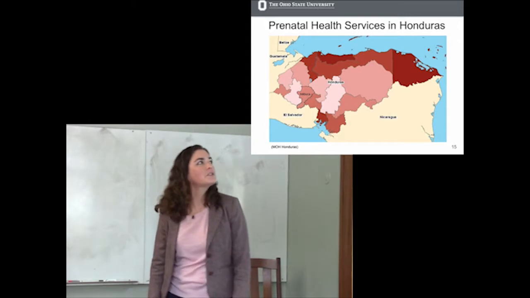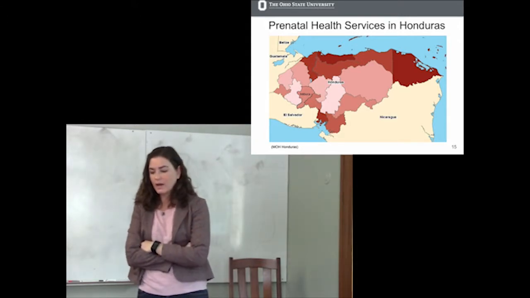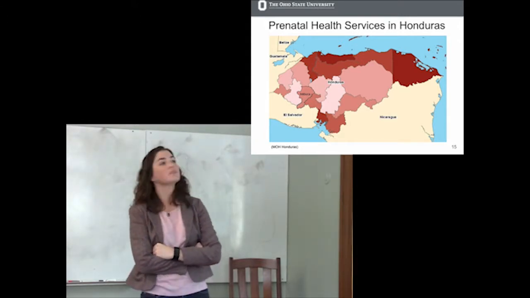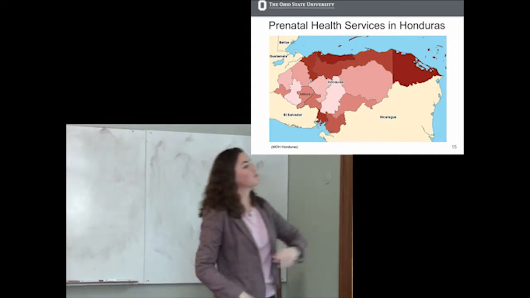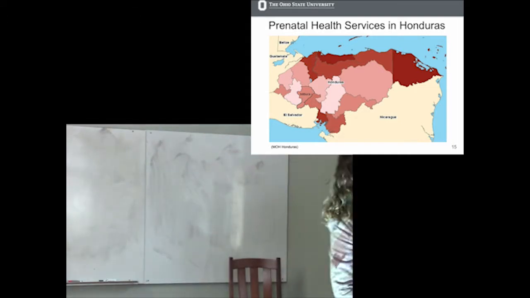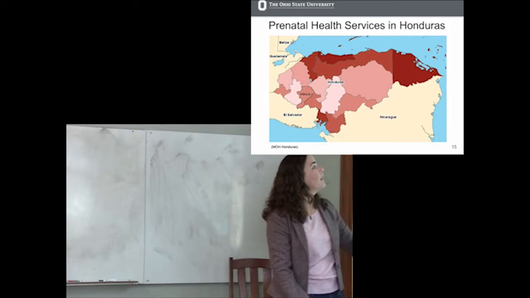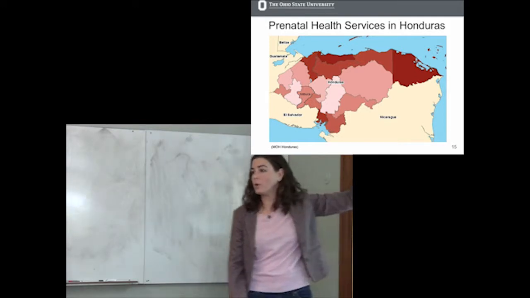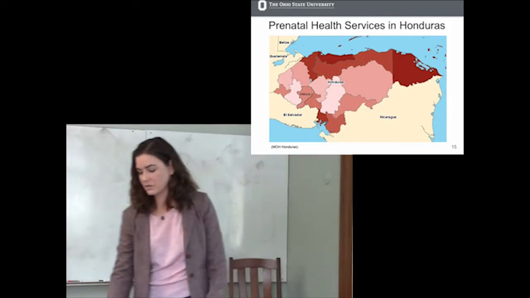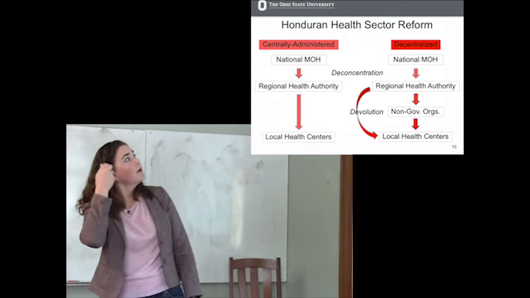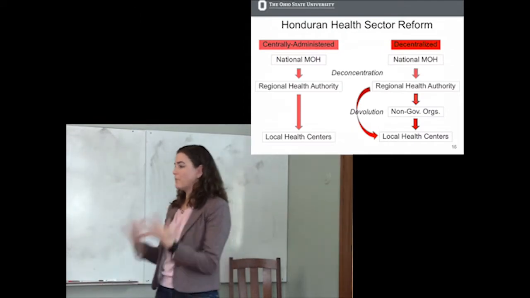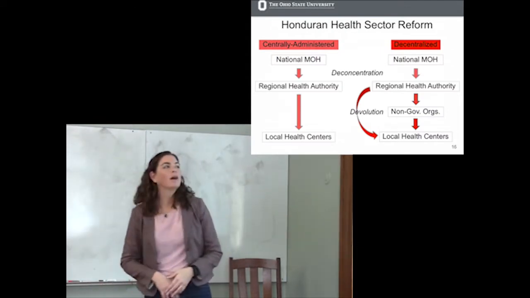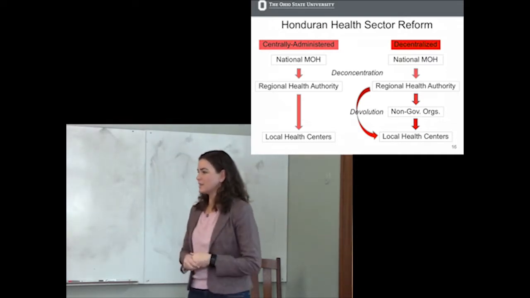And here's an interesting one: prenatal health services. Again, darker means fewer prenatal health services. So there are issues along the coast up here, the Mosquito Coast over there, and some of these highland areas which are quite remote, in access to prenatal care services. So, Honduran health sector reform. What happened in 2005 when there was this decision to decentralize the health system?